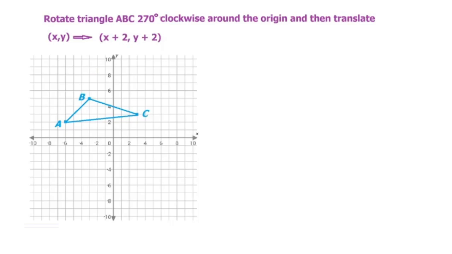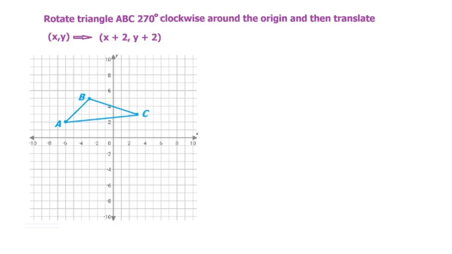In this lesson, we're going to work on a rotation. We're going to rotate a triangle ABC 270 degrees clockwise around the origin, and then we're going to translate it. The translation is going to be x plus 2, y plus 2. So all x's will be translated plus 2, all y's will be translated plus 2.